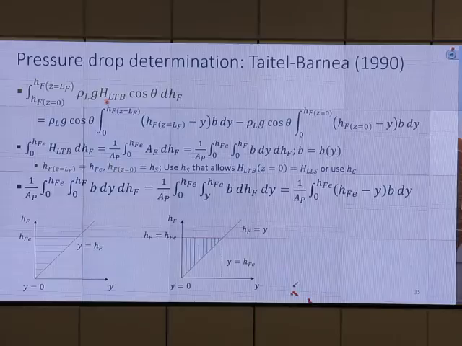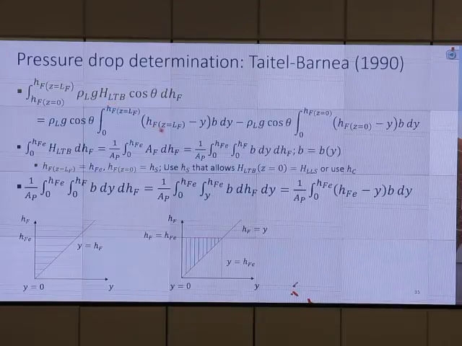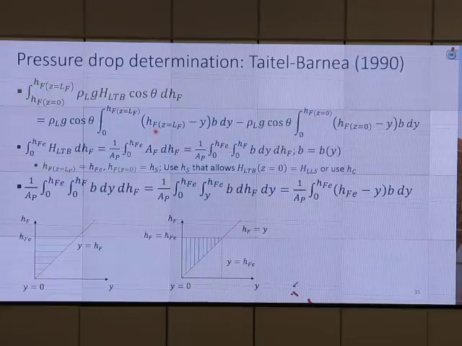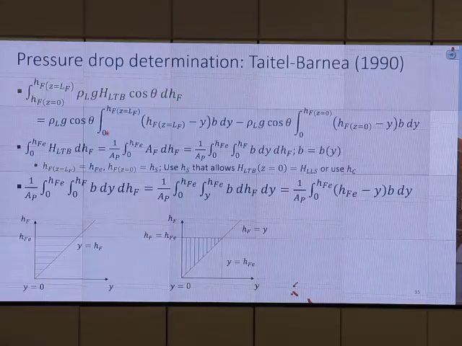And the H inside HLTB cosine theta, I move it out, and the whole thing, I have the integration of the area. Use dH to be dy. So this part is identical to what we had a long time ago. You remember that?